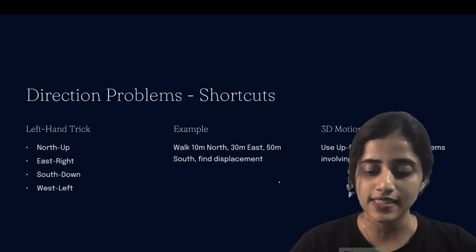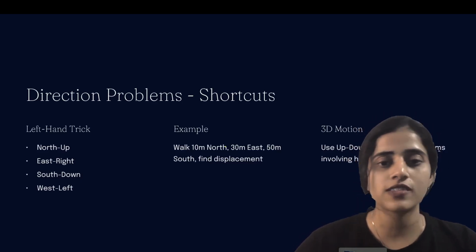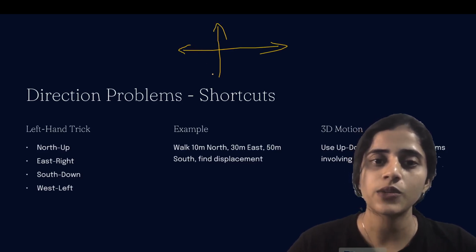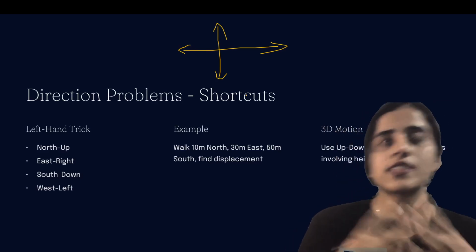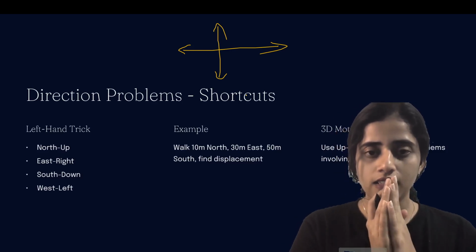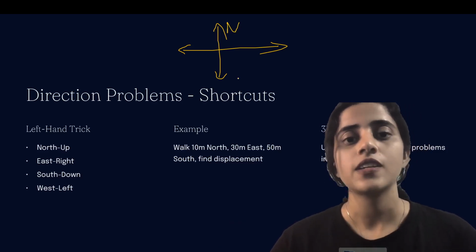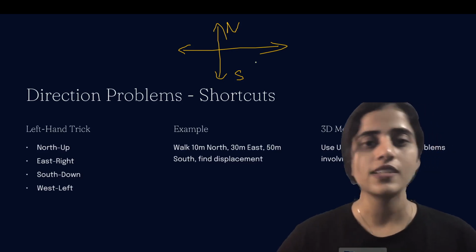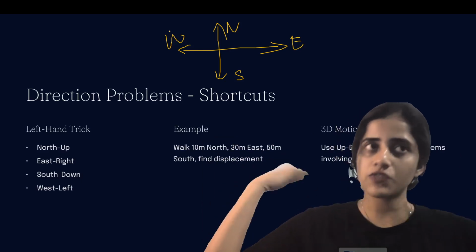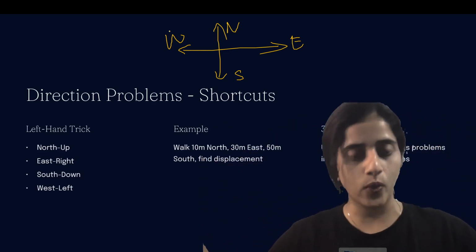Yes. Next is directions. Okay. So east, west, north, south, you have to know very well. So what are the directions? Okay. So for this, what you can do is you can stand or sit. Okay. And north is always in the upward direction. South is always in the downward direction. East is towards your right. West is towards your left. Okay. So if I'm standing, this is my north, south, east and west.